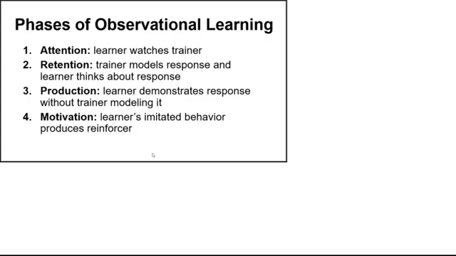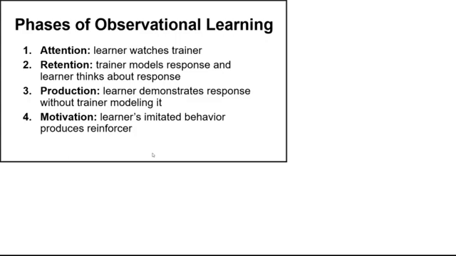Retention, our second stage, asks, is that observer thinking about or sort of making some connections in regards to the behavior that our model rat was expressing? So when that model rat pressed the lever and got food, our observer should be watching, paying attention, and forming some kind of connection, retaining some of that information to act on later.